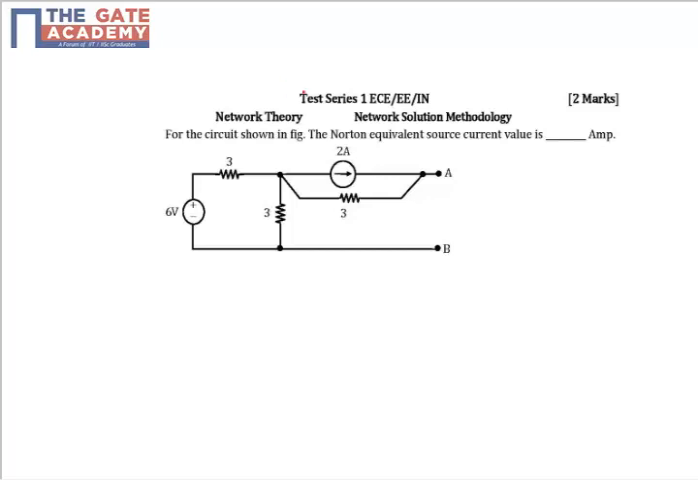Hello friends, this question is from the test series number 1. Subject name is network theory, topic name is network solution methodology. It's a 2 marks problem. Question says that in the circuit shown in figure, the Norton's equivalent source current value is. Norton's equivalent source current value we need to calculate across A and B.